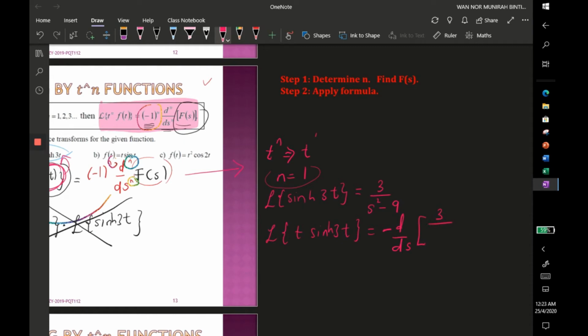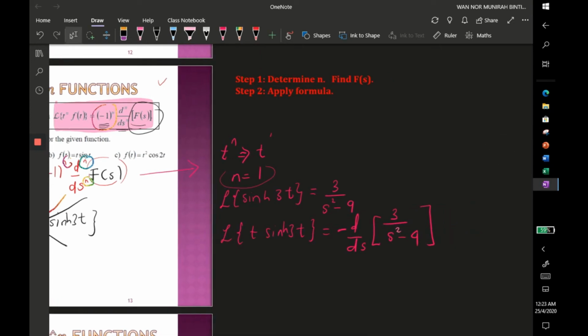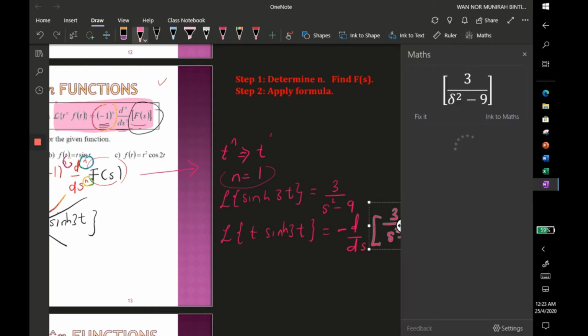3 over s squared minus 9. Okay, so this is just simple differentiation. You need to apply the quotient rule, u over v. Okay, I don't want to show you the differentiation. So that is your part. Okay, I just take the solution.